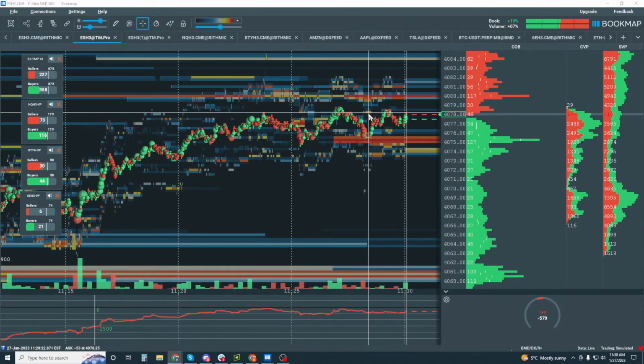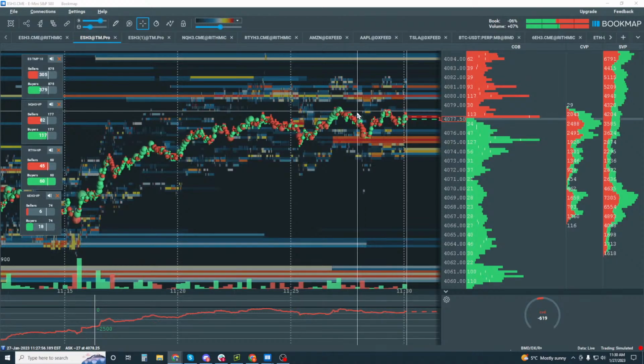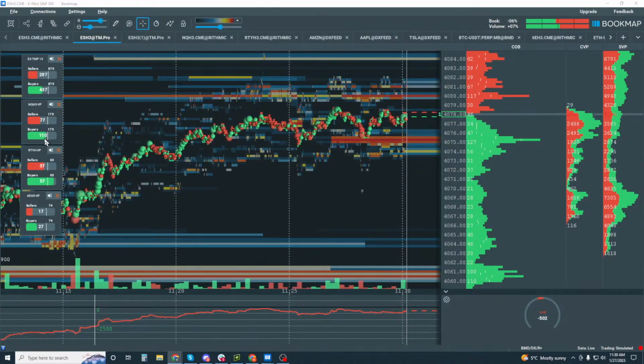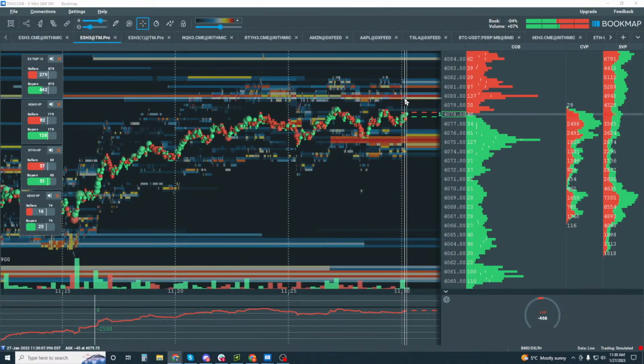Anyway, guys, we're almost there at 80. Would love to see this here. We're starting to see the Russell pick up, NASDAQ. Yeah, they're all starting to pick up here. So we're looking for the move into 80.